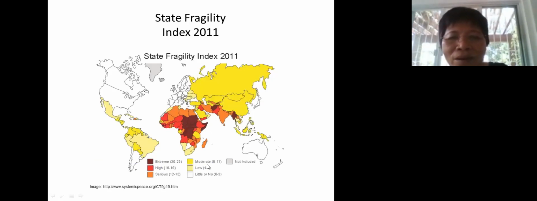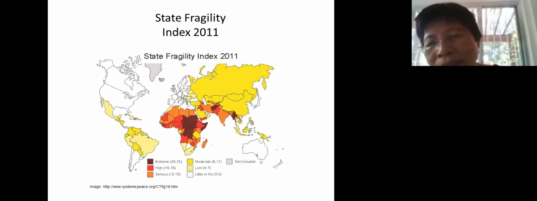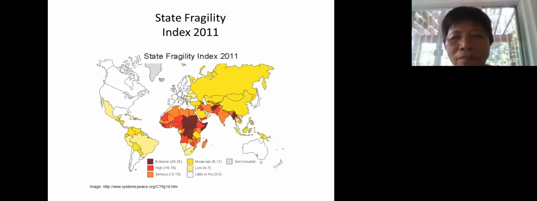In other words, the one that I showed you before is the food insecurity map. This one is fragility, no? So if you are insecure, you will also be fragile. State of fragility that was in 2011. Moderate fragile. Philippines is moderate too. As you could see, Japan has little or no color at all.